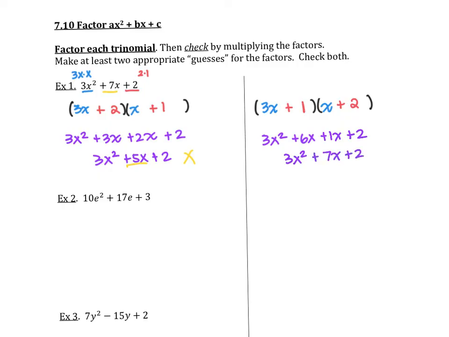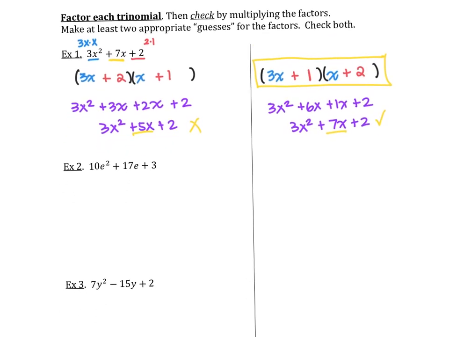Okay, now let me check. Now I have a plus 7x in the middle, and there was a plus 7x on the original problem. So this is the correct factoring. I'm going to go ahead and box the correct factoring, or write correct. The other one's wrong, but I'm going to leave it there because my teacher wanted me to do 2 guesses.